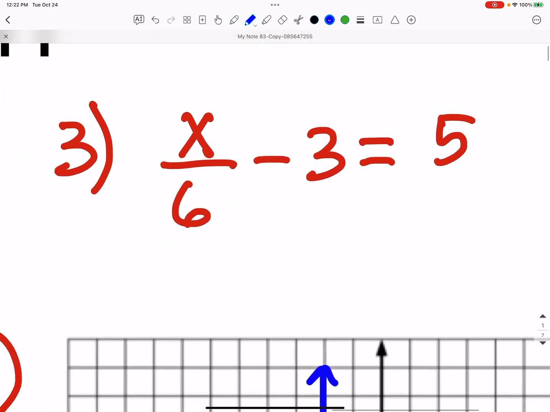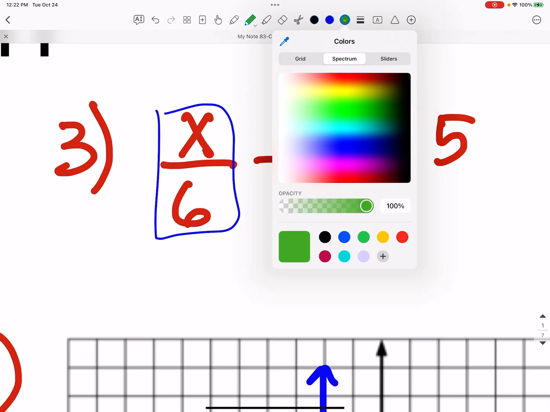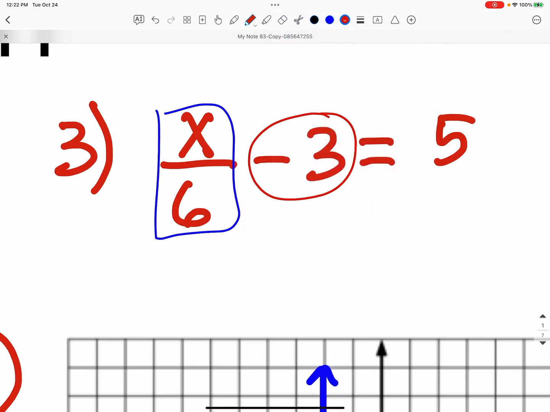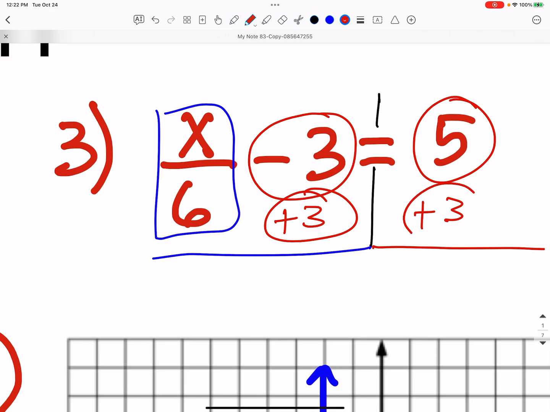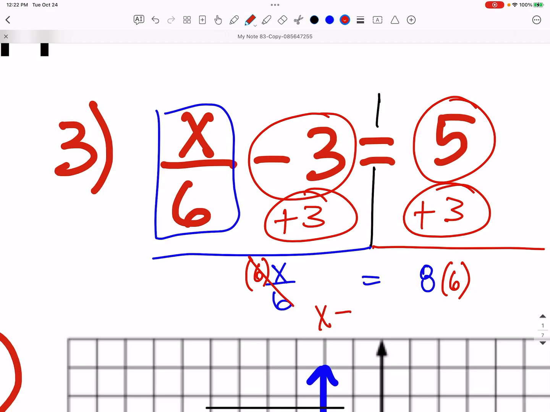Okay, number 3, we make teams first. Number team, letter team, number team. So when I make sides, this is going to be my blue side. This is going to be where these guys go, so I got to add 3 and get him out of there. Where x divided by 6 equals 8. I need a top 6 to kill the bottom 6, so I put another 6 over there, and x equals 8 times 6 is 48.